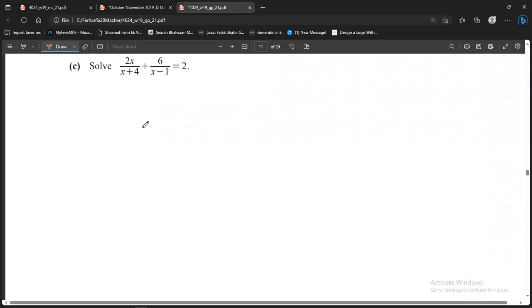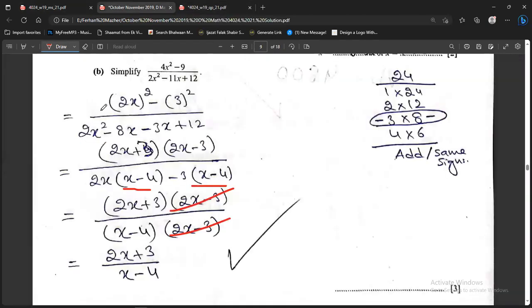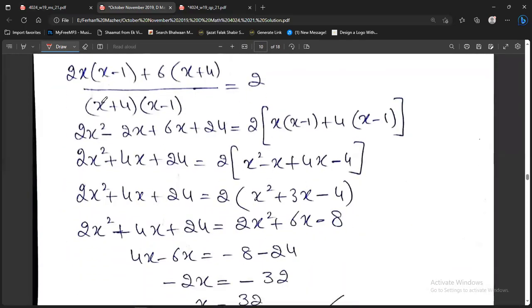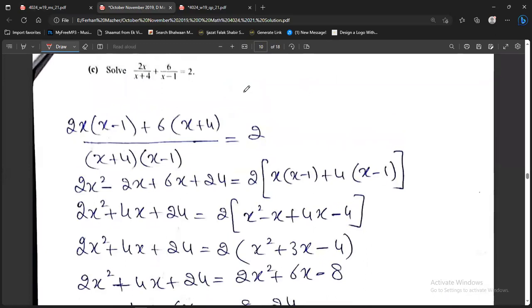Question number 5, it's C part. He says solve. So we have to solve it, and it's a 4 marks question. Okay. So you have 2x divided by x plus 4 plus 6 divided by x minus 1 equals to 2. So we will take LCM on the left side and we will try to solve it. Okay. So the LCM will be x plus 4 and x minus 1.